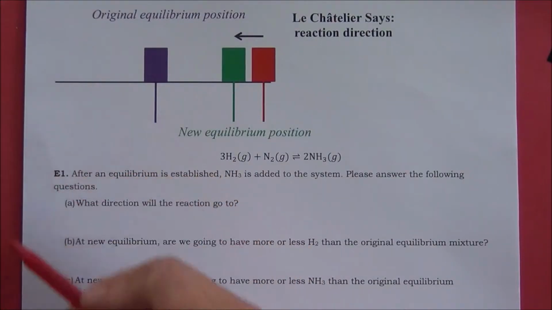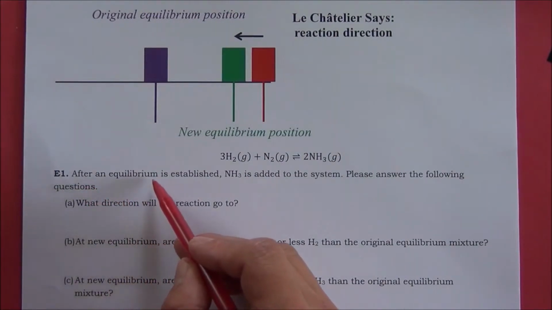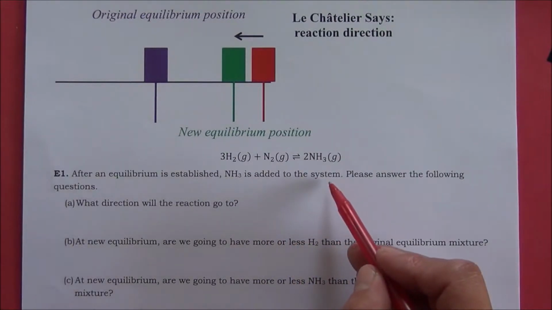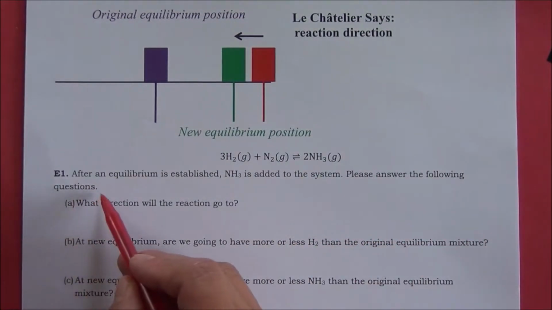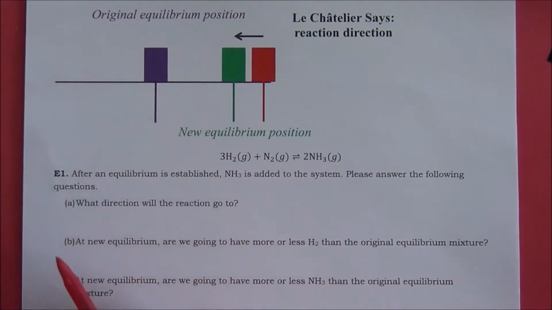Now let me use an example to explain how to apply this principle. After an equilibrium is established, ammonia is added to the system. Please answer the following questions. A. What direction will the reaction go to? B. At new equilibrium, are we going to have more or less hydrogen than the original equilibrium mixture? C. At new equilibrium, are we going to have more or less ammonia than the original equilibrium mixture?